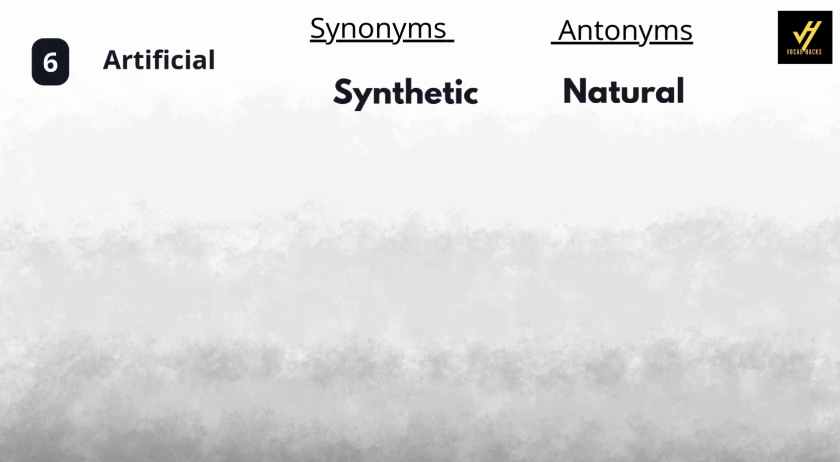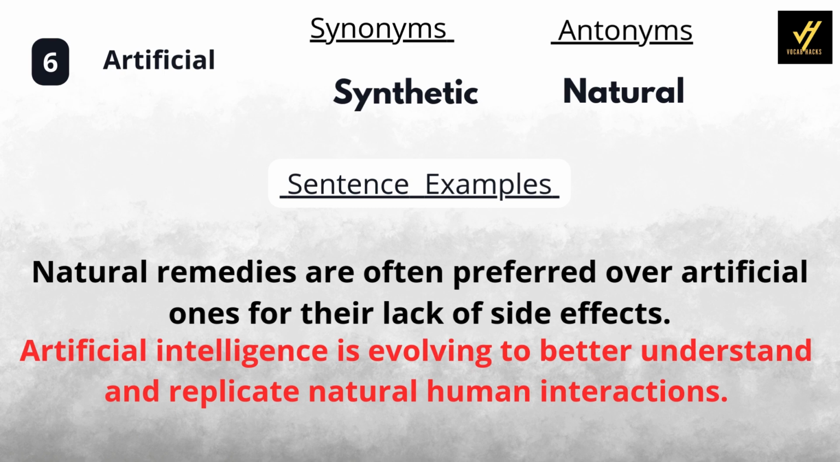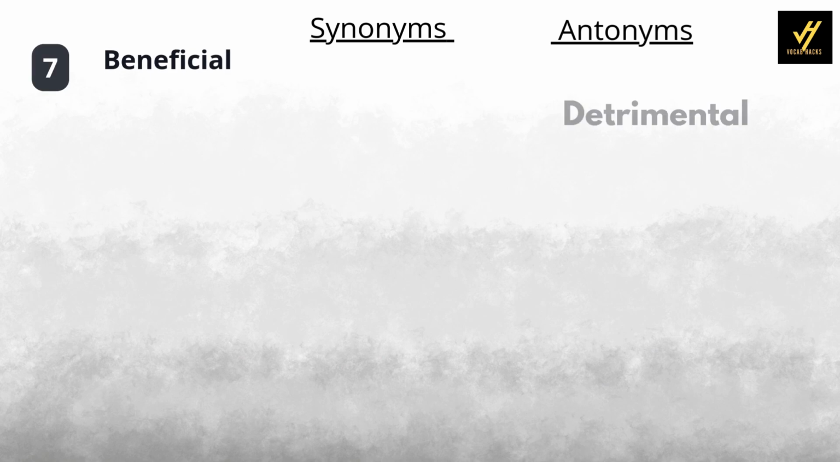Artificial, synthetic, natural. Natural remedies are often preferred over artificial ones for their lack of side effects. Artificial intelligence is evolving to better understand and replicate natural human interactions.